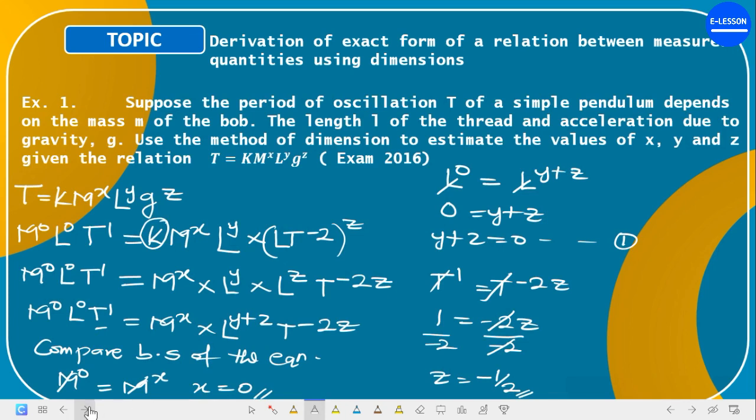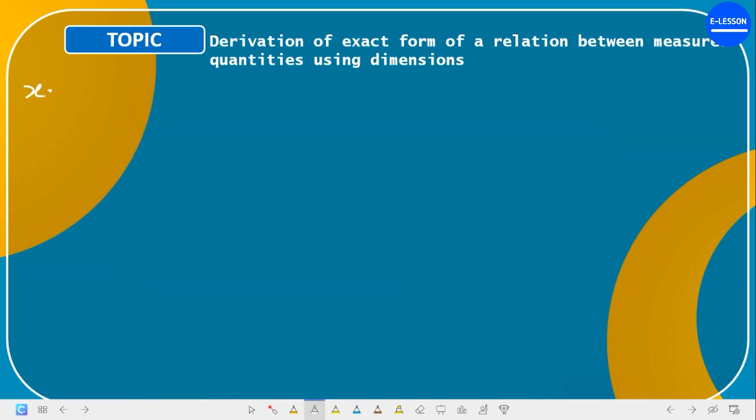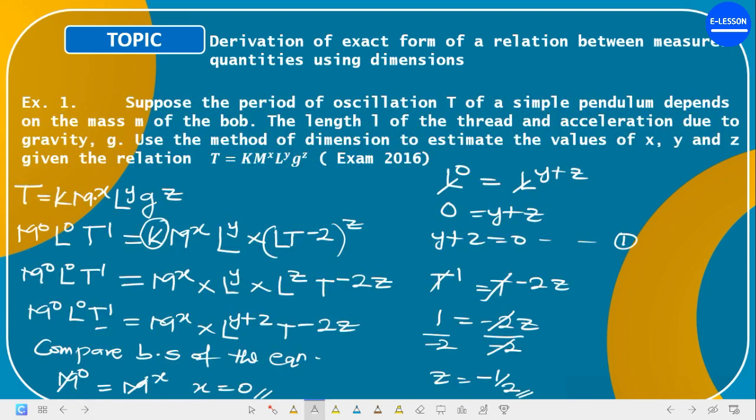x is equal to 0. So, we may need to write it out here. x is equal to 0. z is equal to minus 1 all over 2. But you don't know what y is. But you need to know the value of x, y, and z in order to know the relationship that t has with each of these quantities. So, let us look for what y is.